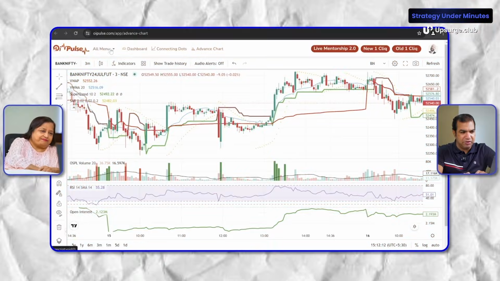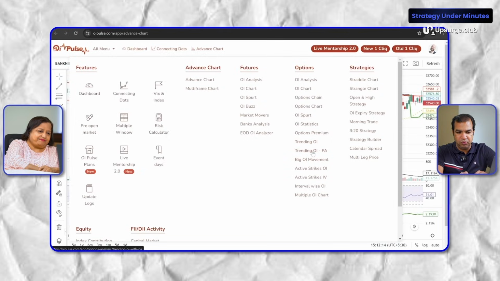But maybe around 10:30, 11, it would clearly give you the clue. Okay, how do we do that? It's about the market giving you a clear move in terms of the open interest that is getting created. I'll just open up the trending OI data. This will give you a clue.